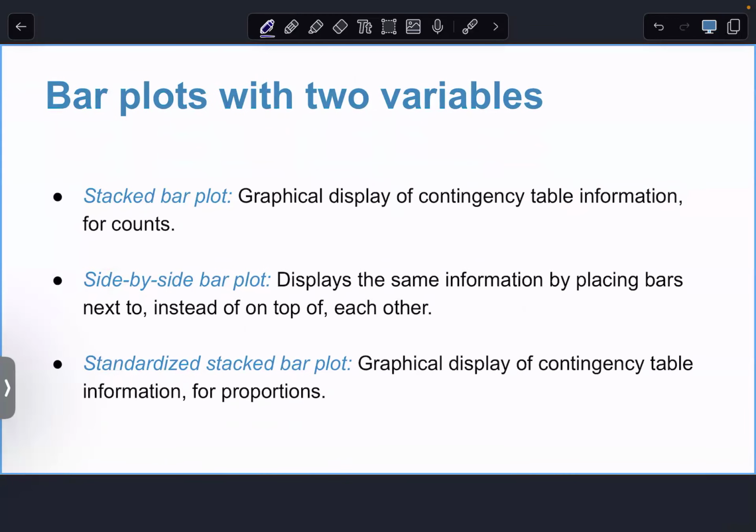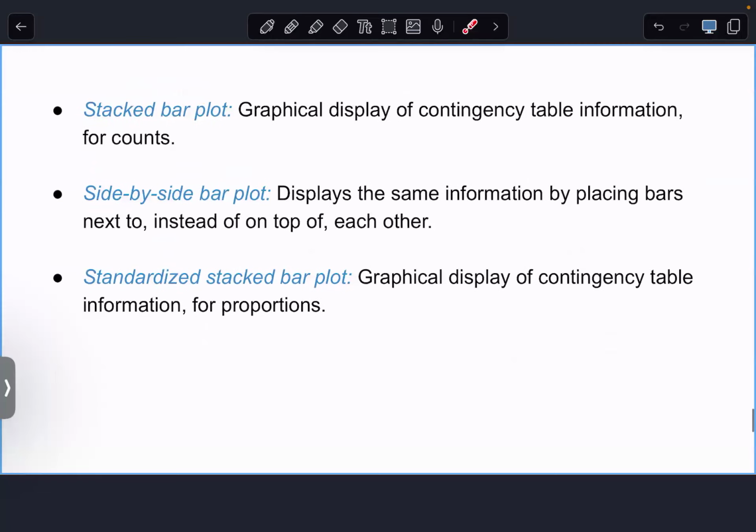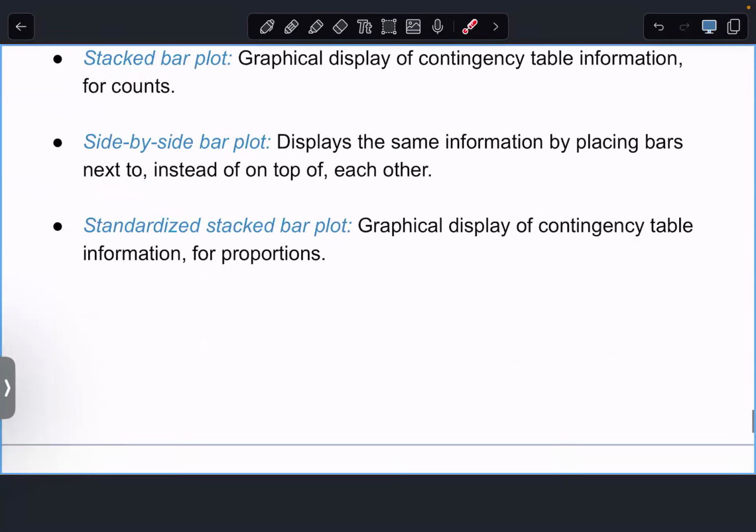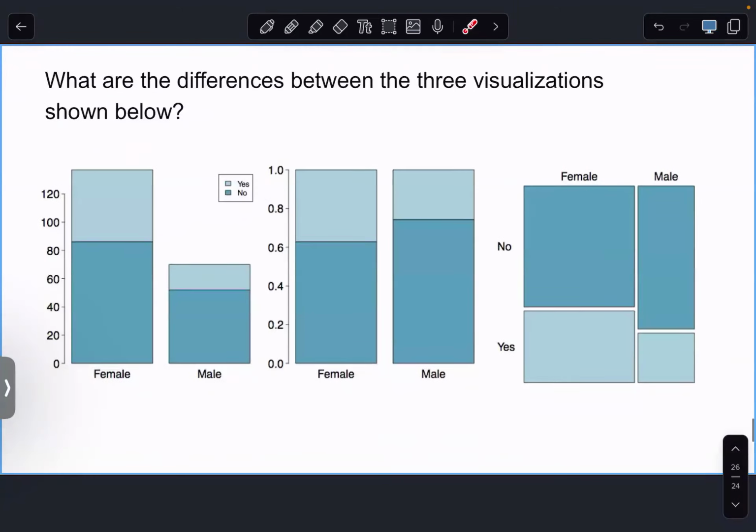If we have two variables, so we looked at a bar plot with just the one categorical variable, right, male, female. Now if we look at bar plots with two variables, we have a couple of options. It's not important to me which one you prefer, but a stacked bar plot is where the bars are stacked. We can have a side-by-side bar plot, where you take them apart and put them beside each other. And then a standardized stacked bar plot is on a 0 to 1 scale.